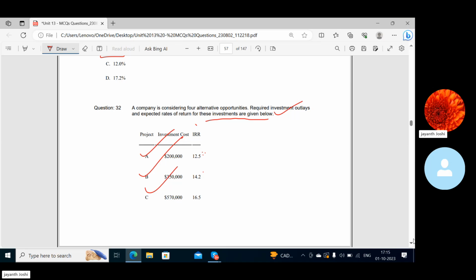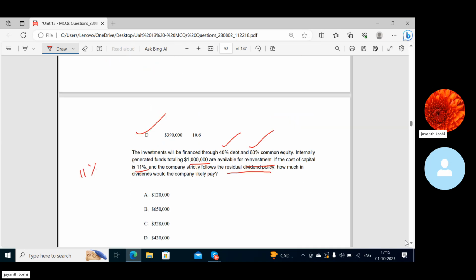See, it's a very simple question. Actually, not a big deal. Okay. See how much funds they have. They have this much funds, right? They have $1 million.